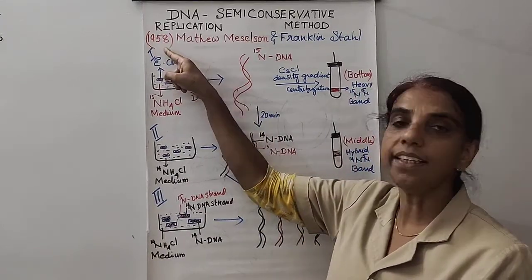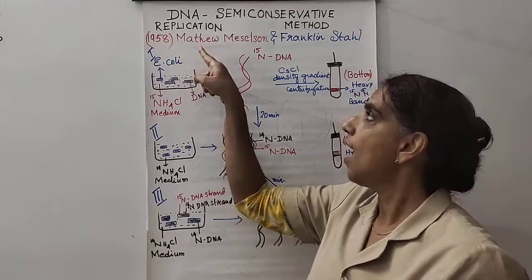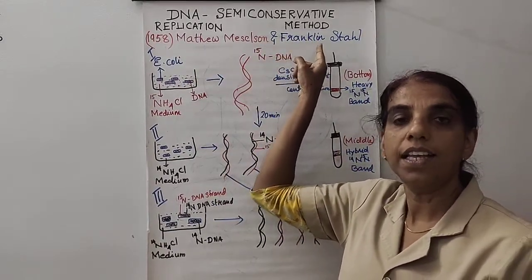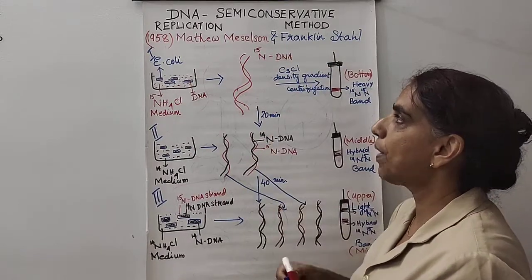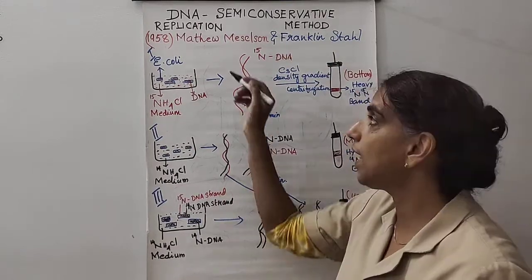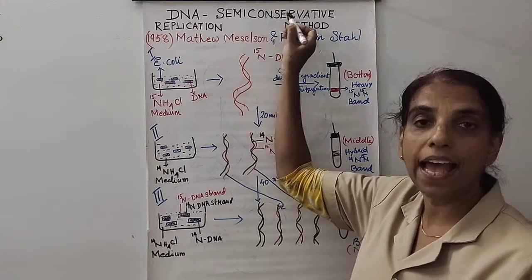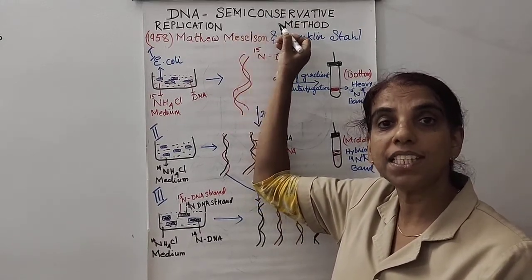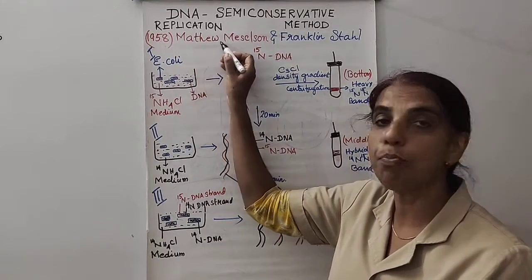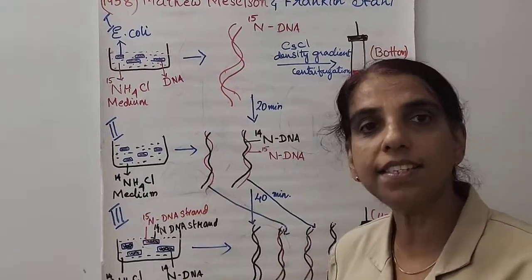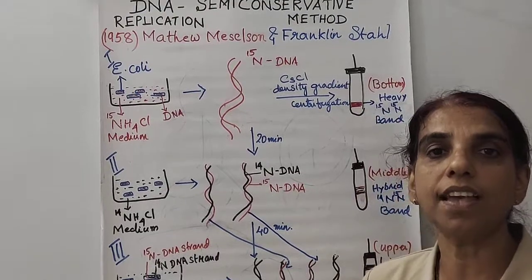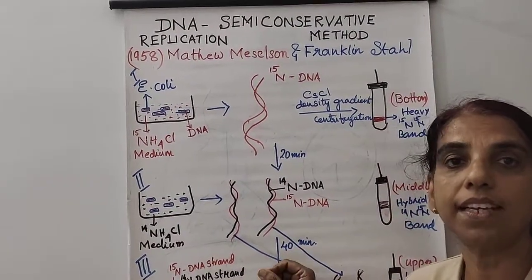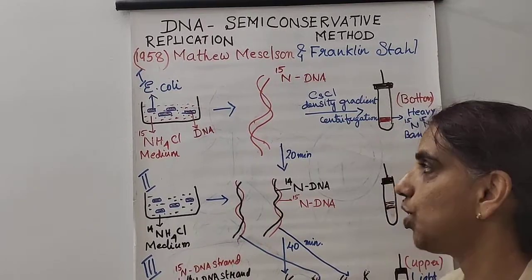And in 1958, Matthew Meselson and Stahl, these two scientists, proposed an experimental proof to show that DNA replication is semi-conservative. Let us see what these two scientists have done to give a solid proof of the semi-conservative mode of replication.